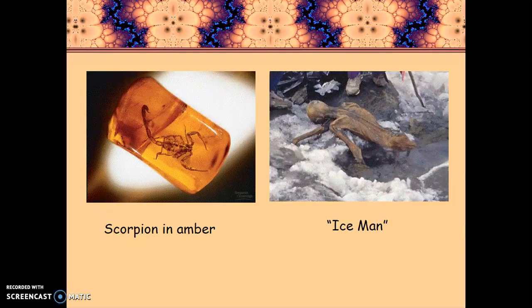Amber is sap from a tree that hardens. Sometimes things can get caught up in it and preserved. We all know about the famous mosquito from Jurassic Park. And then things can also be frozen and well preserved.